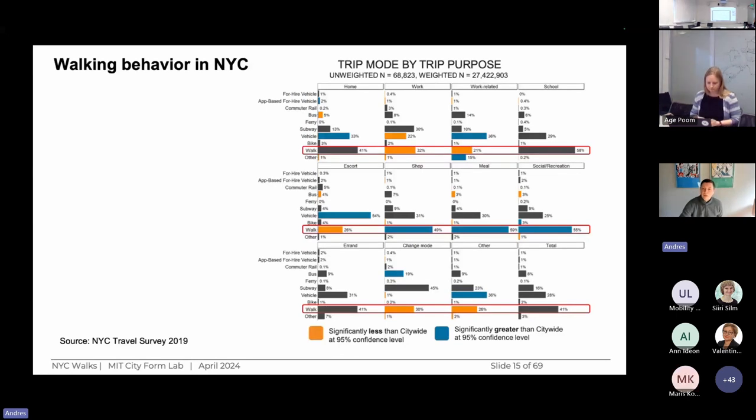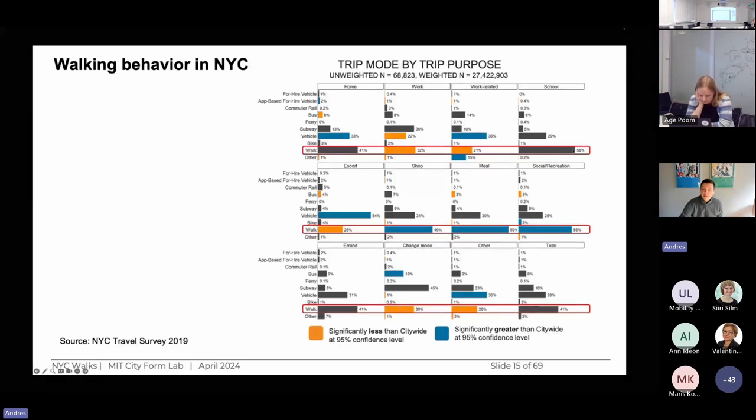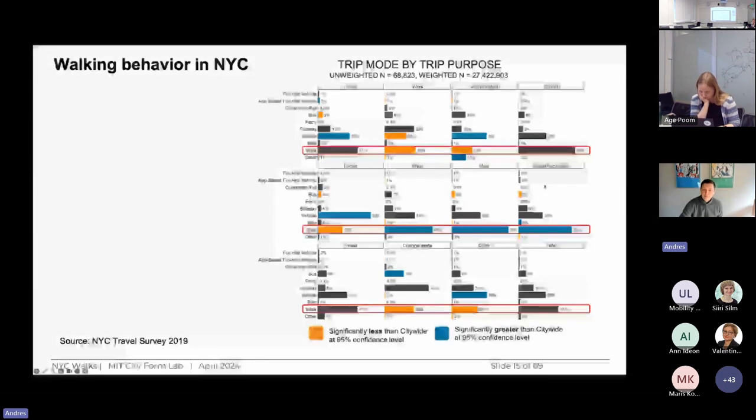Trips to schools are particularly high on walking mode share. A whole 58% of all those trips take place on walking. And also shopping, eating, social, recreational types of journeys, and errands types of journeys are all over 40% mode share by walking. This speaks, I think, to the highly walkable structure of New York City that has, through its densities, provided a lot of destinations close by in most parts of the city.